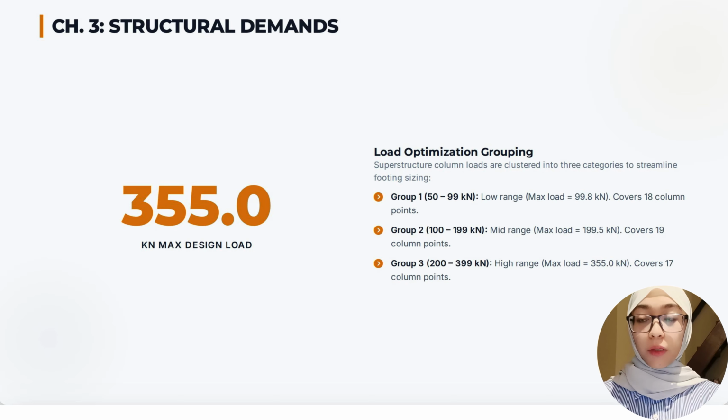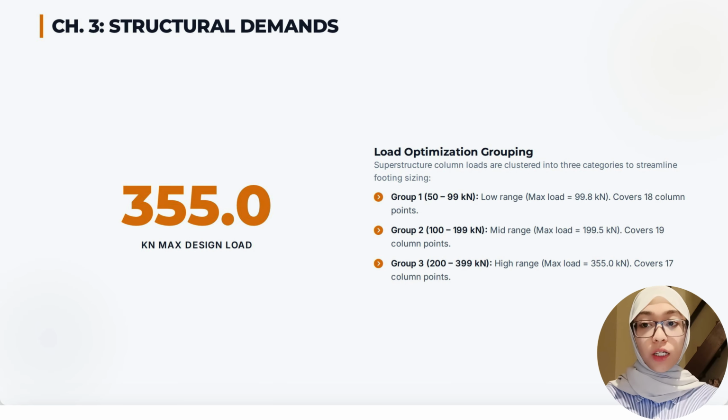Okay, I will explain the structural demand of the proposed building, which is based on the structural analysis. The maximum design load transferred from the superstructure to the foundation is 355 kN. To simplify the footing design process, the column loads were divided into 3 groups. Group 1 consists of loads between 50 and 99 kilonewton with a maximum load of 99.8 kilonewton. It covers 18 column locations.